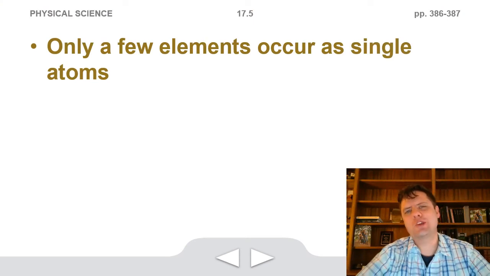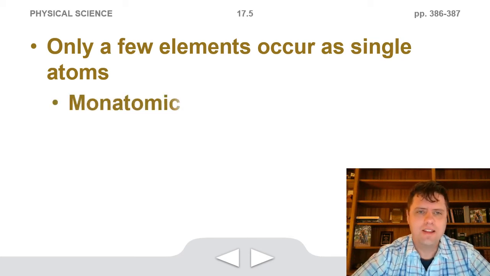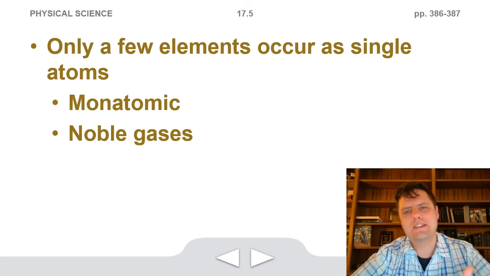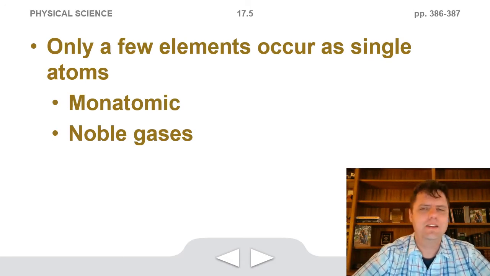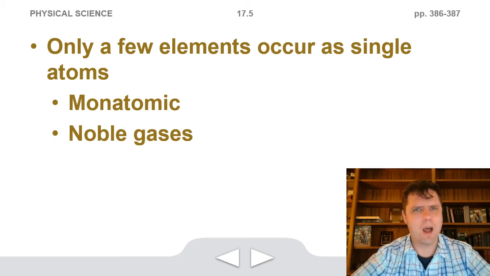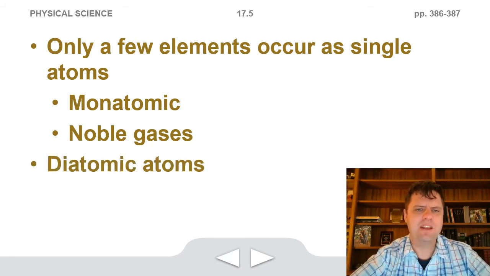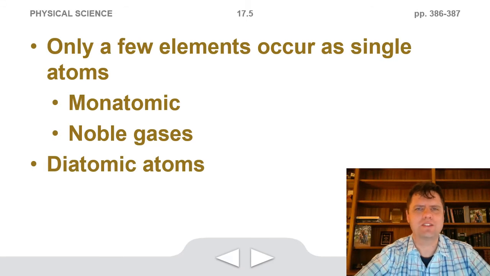Only a few elements occur as single atoms. In other words, a lot of elements, as you find them in nature, are found either monatomic, if it's found by itself. The noble gases are a good example of that, like neon or xenon. Those are noble gases, and those you do find by themselves. There are a couple of examples of things that you find as monatomic elements, single atoms, but otherwise a lot of these things exist as diatomic.